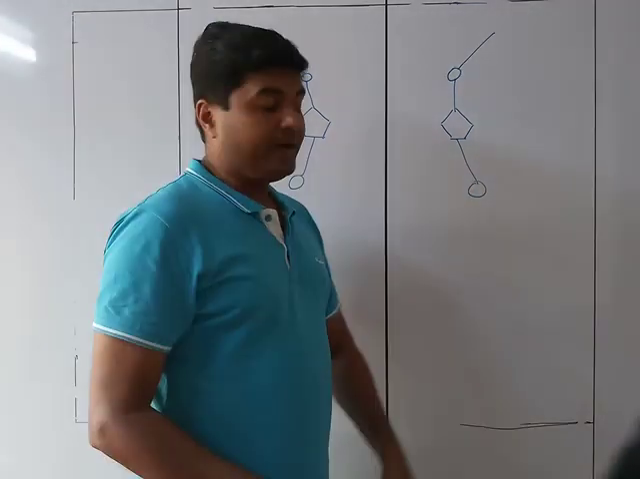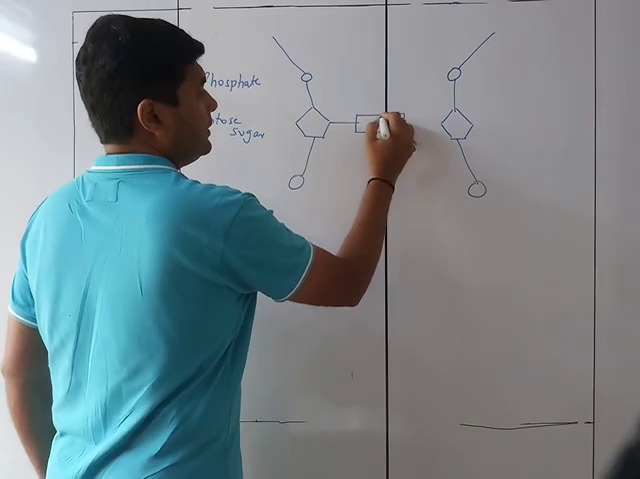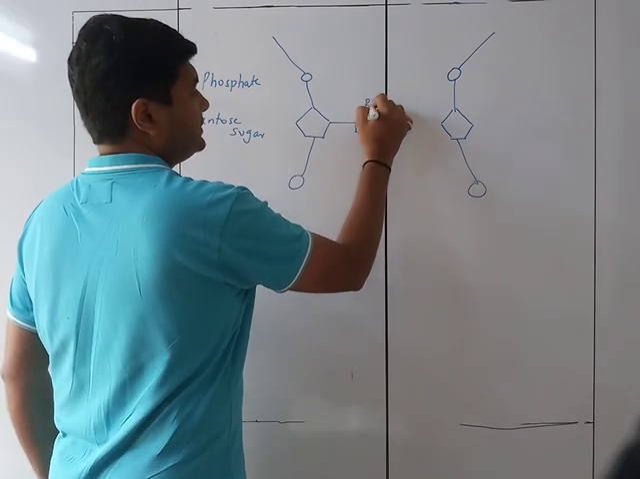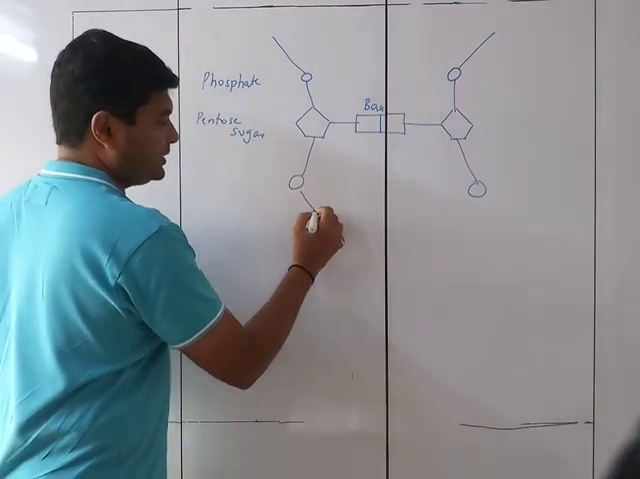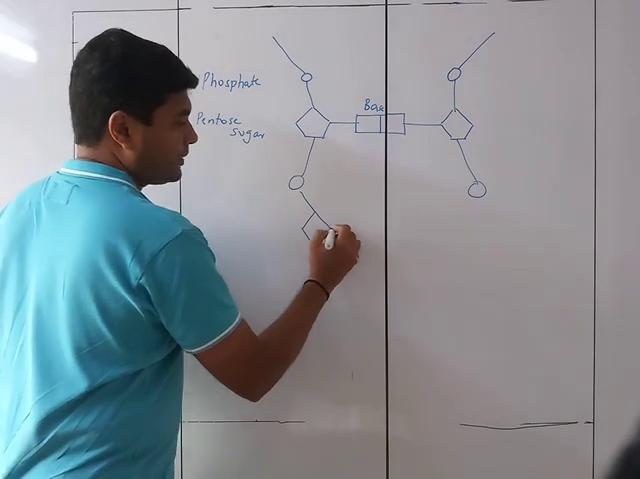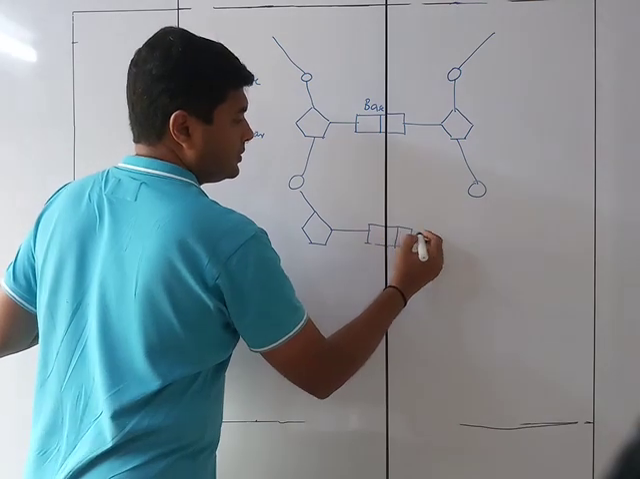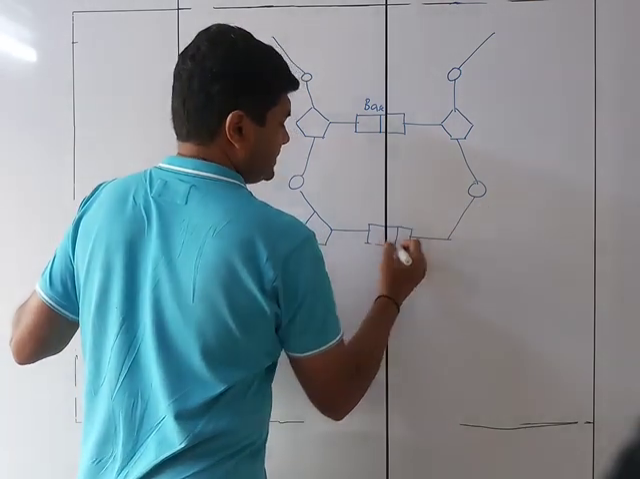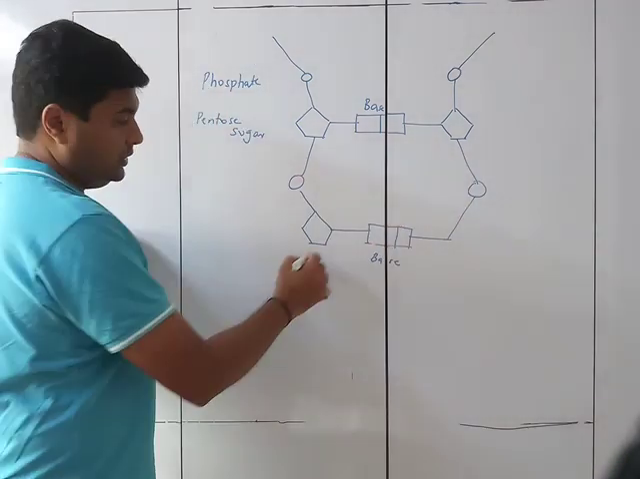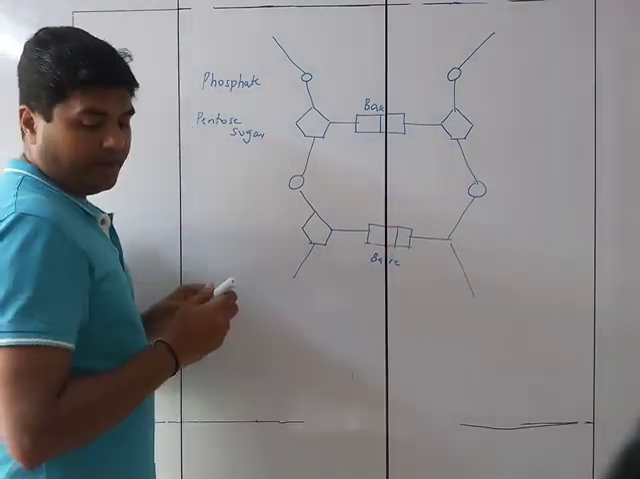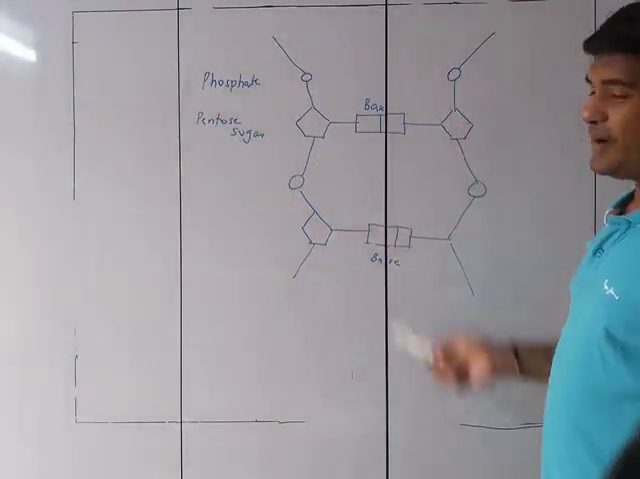Now between this pentose sugar over here will be a base which is connected like this. So again you can see that there will be another pentose sugar over here connected to another base over here. So this is another base, this phosphate, and this is pentose sugar connected like this. So in this way you are forming what we call the strands of the DNA.